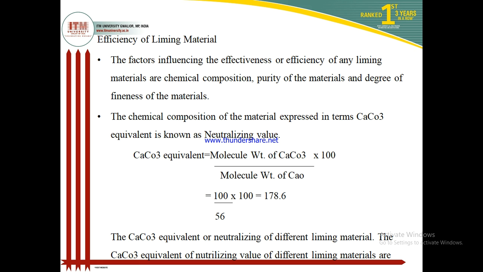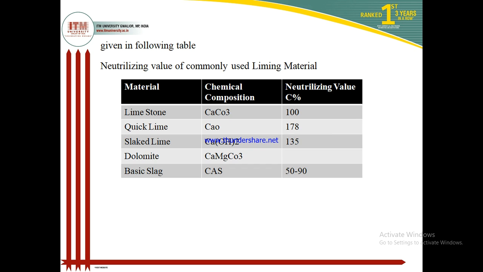Suppose there's 100 divided by 56 into 100, that is 178.6 kilograms, the percentage of the amendment that will be utilized. The calcium carbonate equivalent, or neutralizing value, of the different liming materials is given in this table: the neutralizing value of commonly used liming materials.